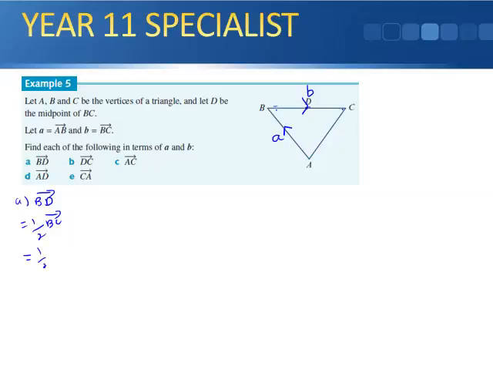And B to C is B, so that's a half of B. There's the first one. B. D to C. D to C is the same thing. That's just a half of BC. We just already worked that out. That's just a half of B as well.